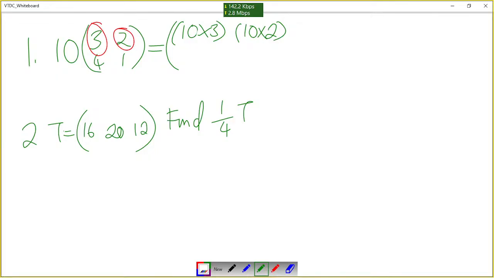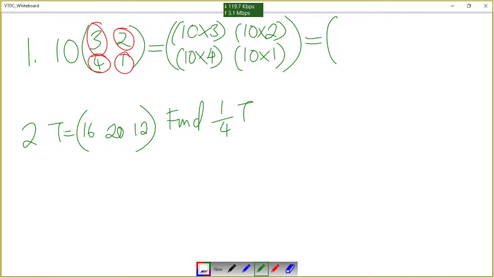Then again you open a bracket down here, then you multiply 10 by this number, you pick it from here and put it there. So you put 4 there and then close, then open bracket. Again you say 10 times this number here, which is 1. So we say 10 times 1, then close bracket. Then we say equal to, then we open the bracket for the matrix.